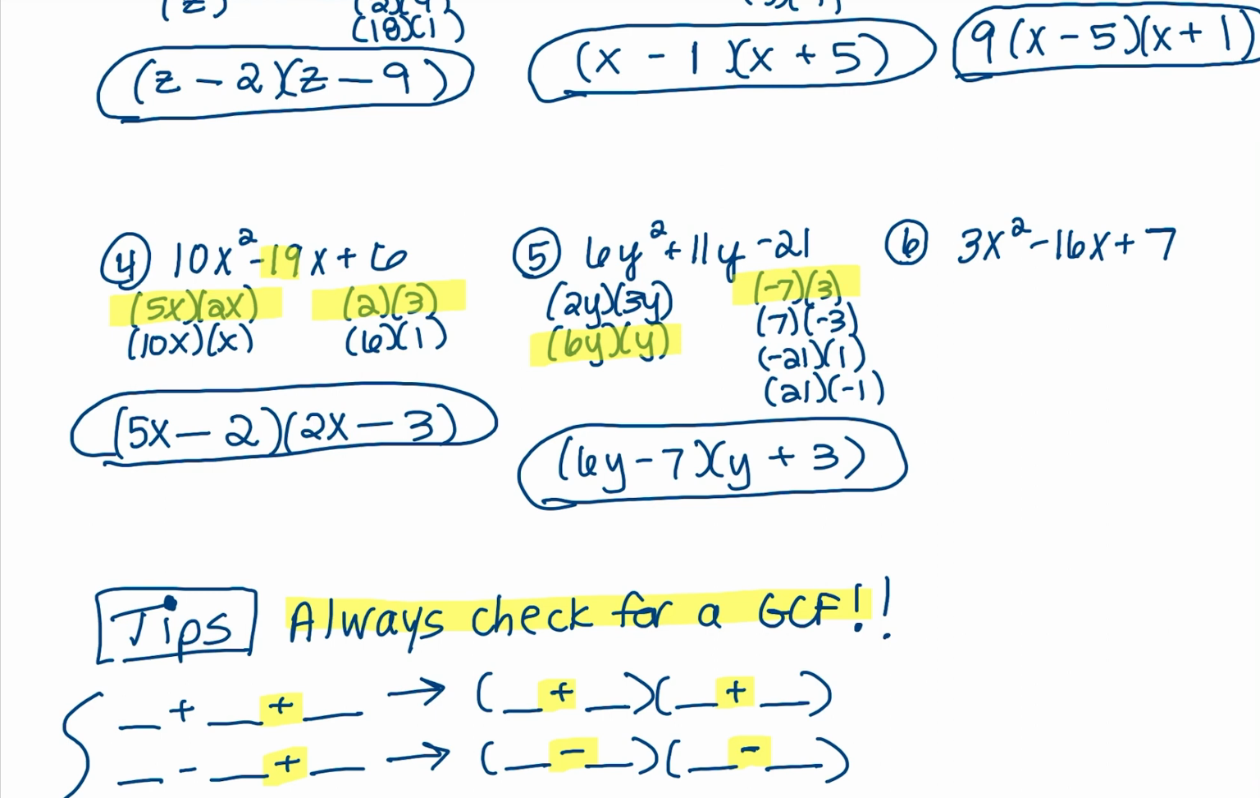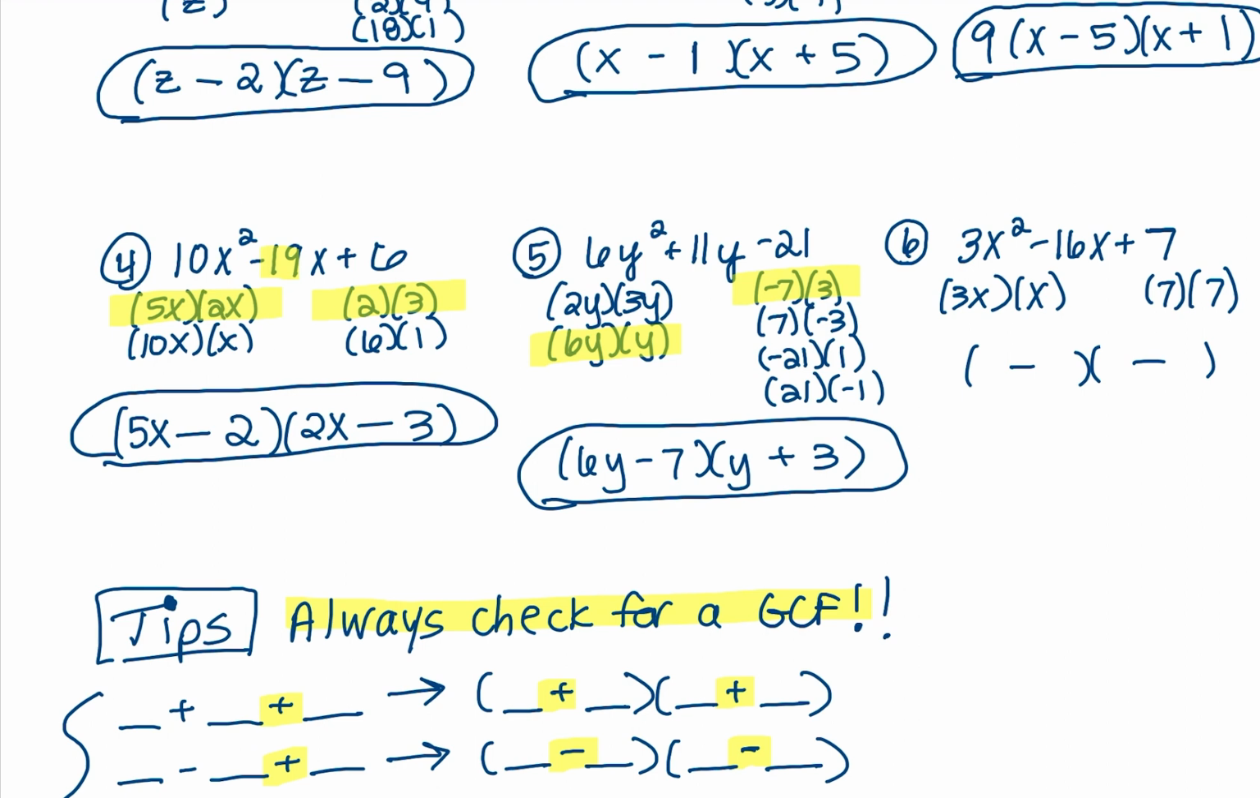This last example here is actually a mission impossible, so I just wanted to show you one of these in the video. If I look at my first term, 3x squared, I've got 3x and x. On the back end, I've got 7 and 7. I know that since I have that pattern with my plus sign at the back and the minus there, it's going to be minus, minus.